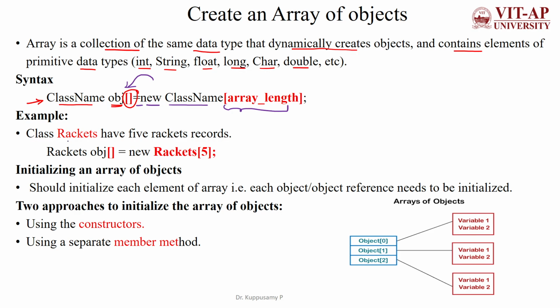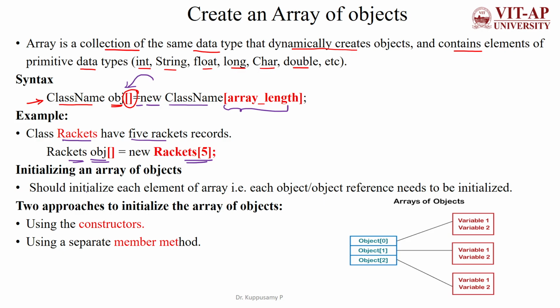Example here, class name Rackets is having 5 rackets in the array, so we can define the object variable by using this class Rackets by using the array length is 5.